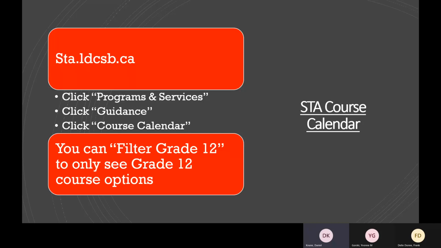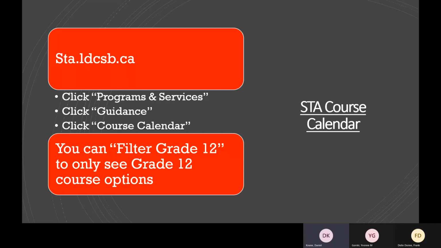To find the course calendar, you'll want to go onto the STA website, click on either Programs and Services or Departments, then click on Guidance. Scroll down about 2/3 of the way and you'll see the course calendar. When you click on that, it will take you to a public access of My Blueprint. This is not your personal My Blueprint account.